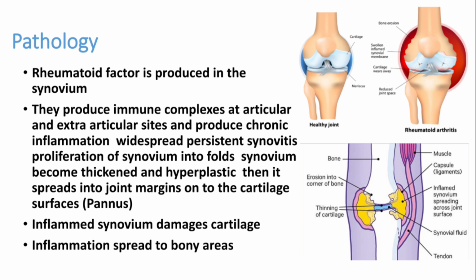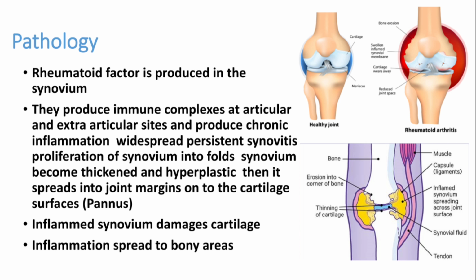Inflammation of the synovium after some time can produce damage to the cartilage. It can even spread to the bone also. So inflammation starts inside the synovial joint, then it destroys the cartilage, then it also spreads to the bone spaces also. That is the problem in rheumatoid arthritis.